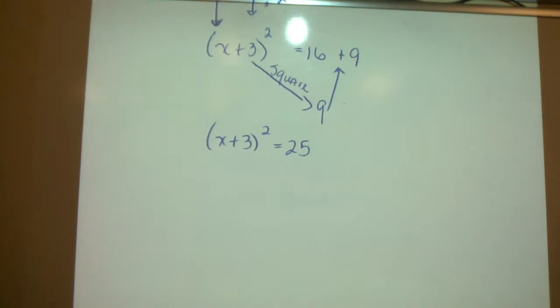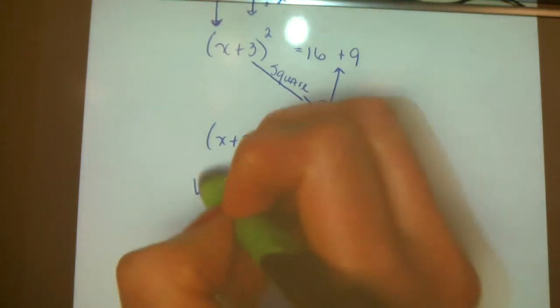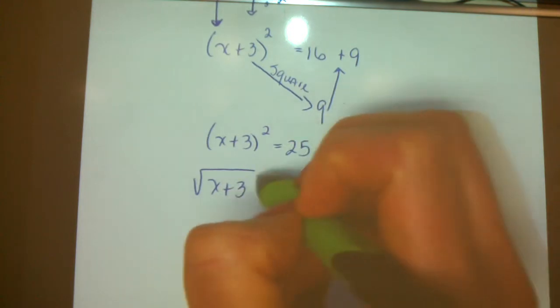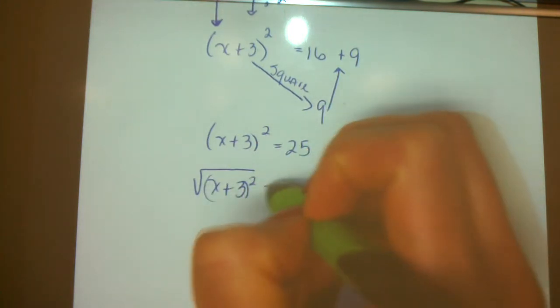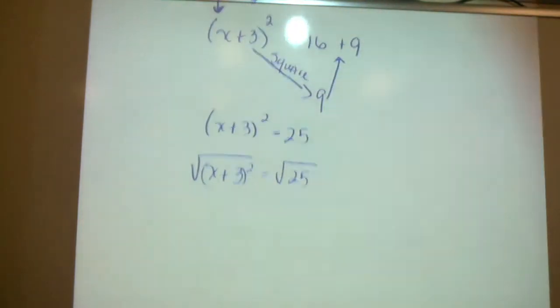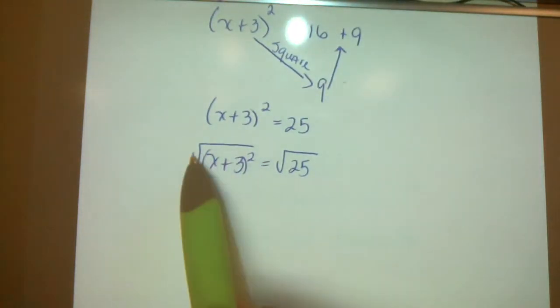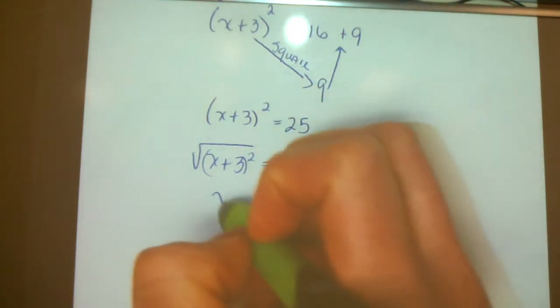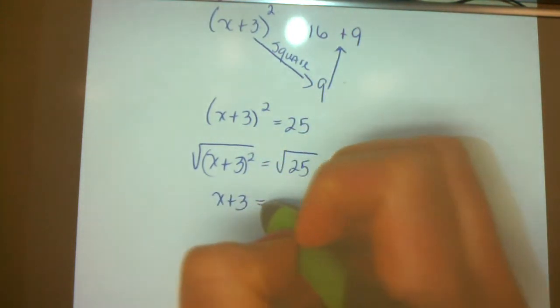So before, in order to get rid of a square root, we'd square it. So now we're doing the opposite. To get rid of the square, we have to take the square root. So I'm going to take the square root of both sides. Whatever we do to one side, you have to do to the other. All right, so this root cancels out with this power. I'm just left with x plus 3.